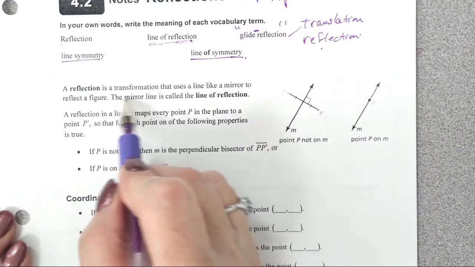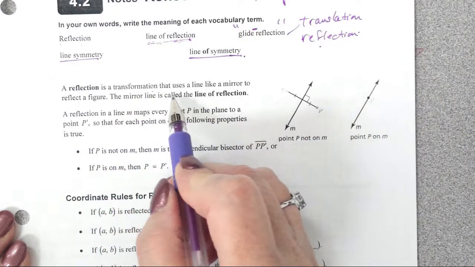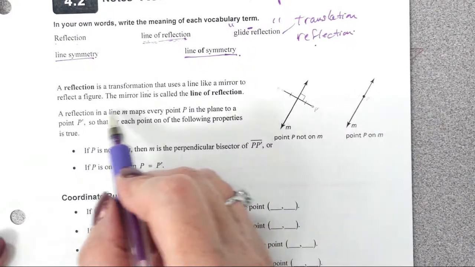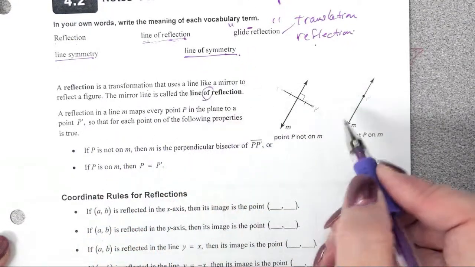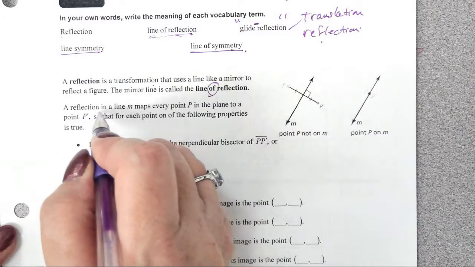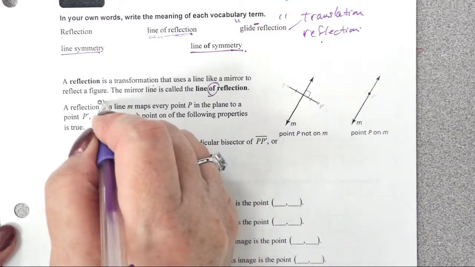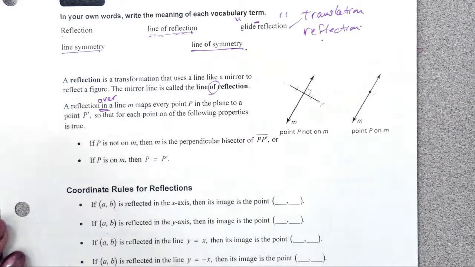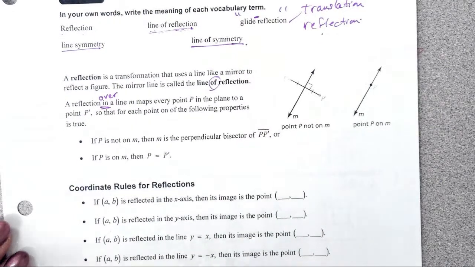A reflection is another transformation that uses a line like a mirror to reflect a figure. The mirror is called the line of reflection. A reflection in line M, and I know that sounds really funny, we would normally say over. If you're going to reflect, you're going to flip it over. But this is just the wording they use.